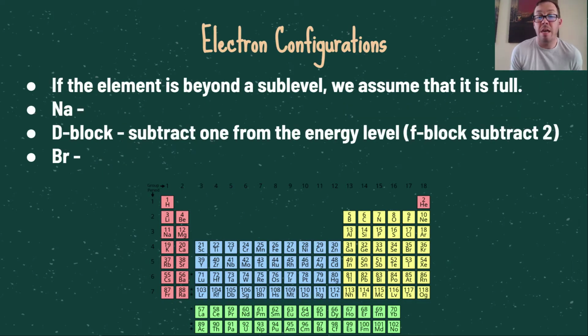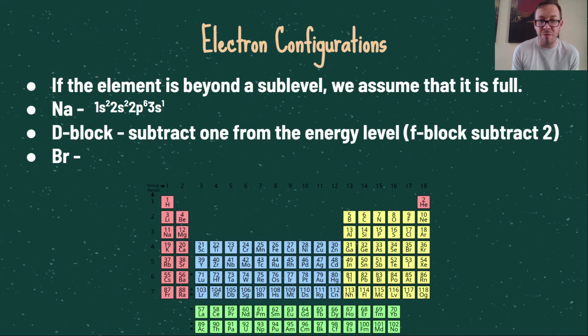If an element is beyond a sublevel, we assume that it is full. So as a result, if we look at something like sodium, which is in the 3s block, we would assume that all of the orbitals before it are completely full. So we would write that electron configuration as 1s2, 2s2, 2p6, because again, p can hold a maximum of 6 electrons, and 3s1.